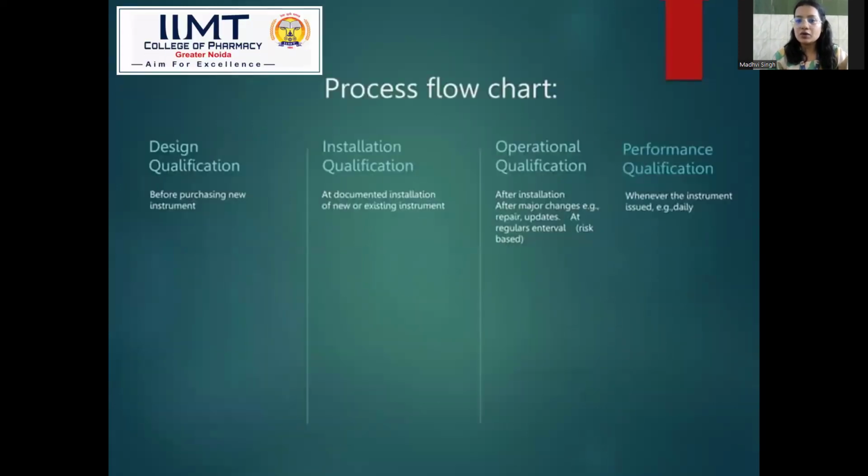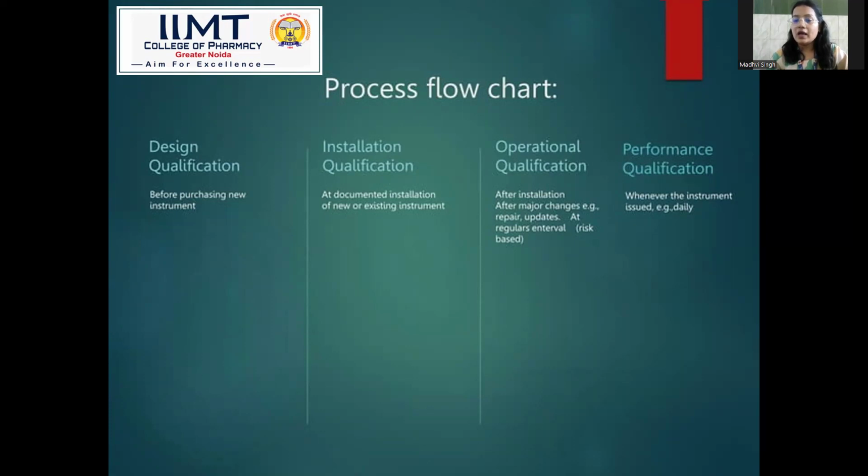So the process flow chart of the qualifications. First is design qualification. Design qualification is basically done before purchasing a new instrument. Then installation qualification. Installation qualification is the documented installation process or the installation report of a new and the existing equipment. Then operational qualification is done after the installation or after a major change in the instrument, such as after repairing, updating, at regular intervals, risk based.